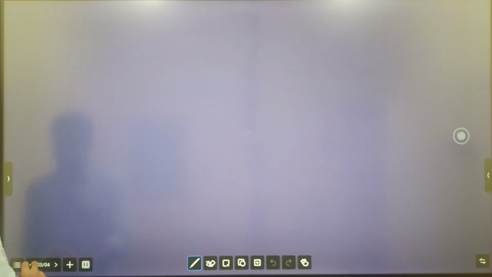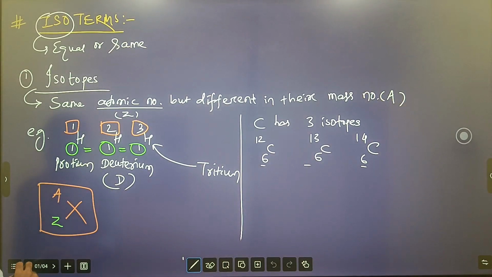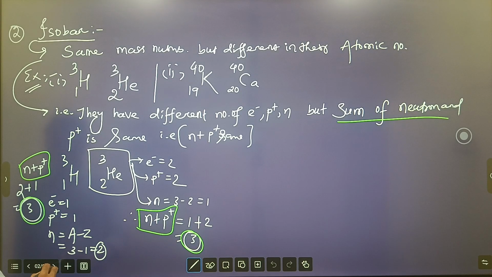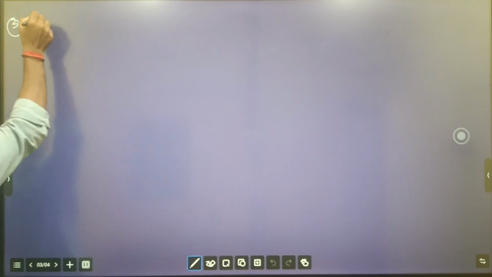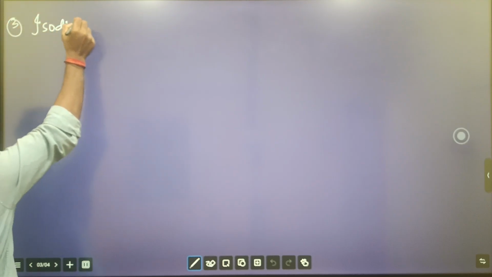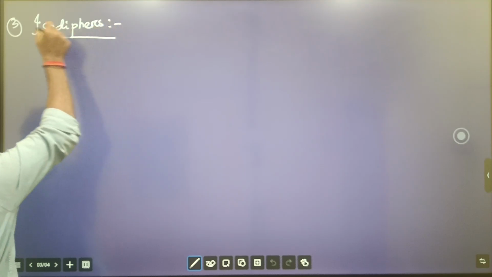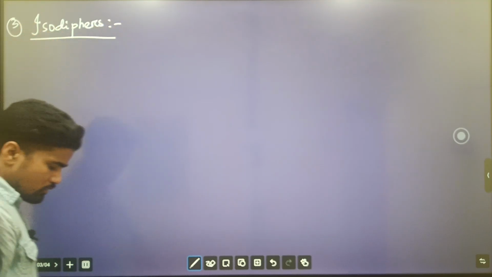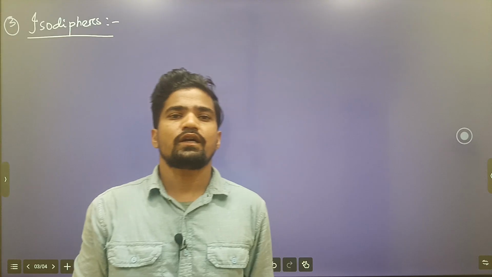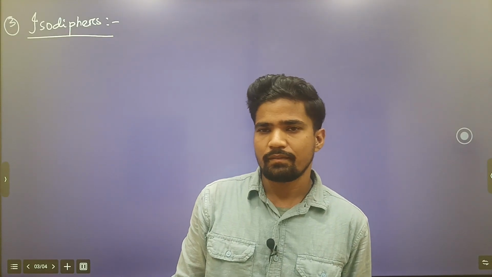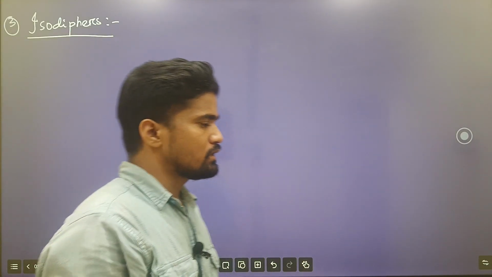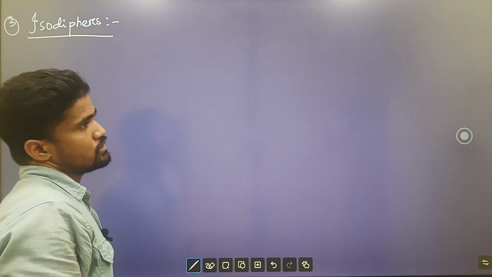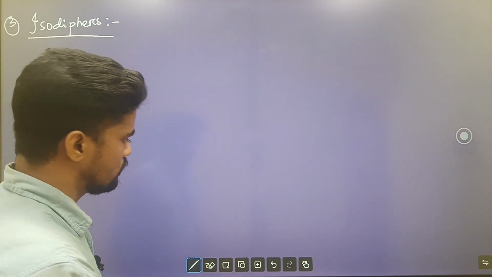Next is isodiaphers, right? The last one is isodiaphers. Isodiaphers means what? They are the atoms of different elements having the same number of, that means the same value of, n minus p. Same number of n minus p value.